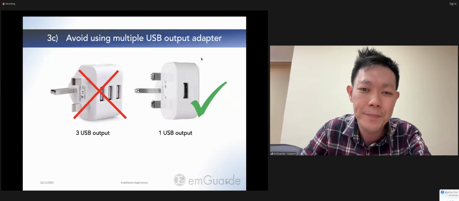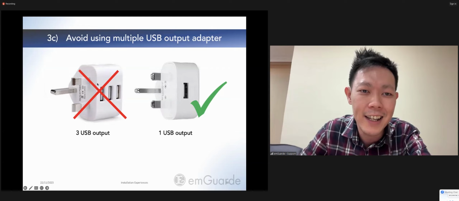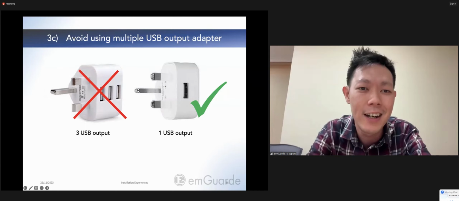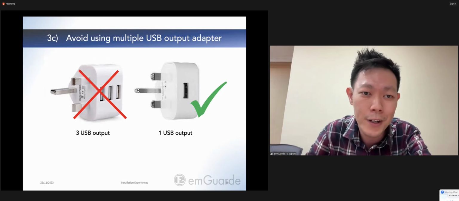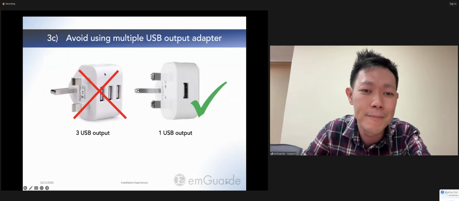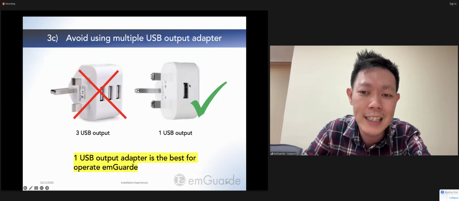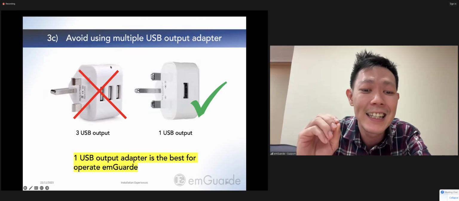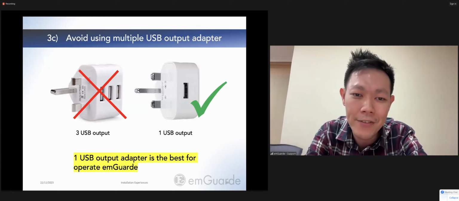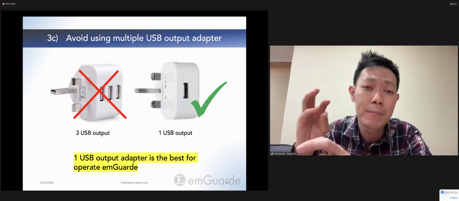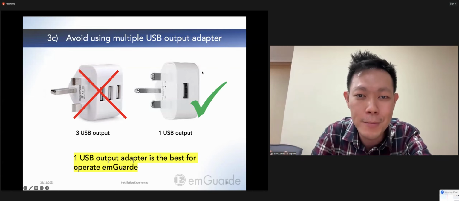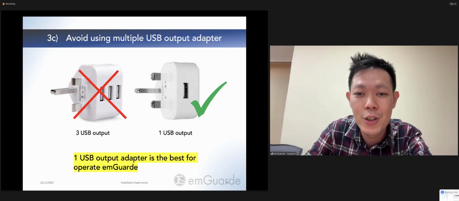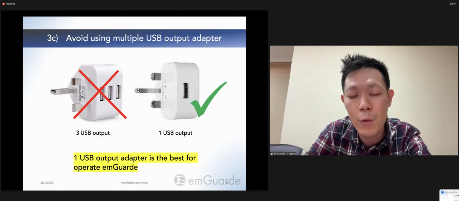Next, even though some adapters nowadays have Type C output and USB, so multiple USB ports, we don't want that many. If you choose a single one, and you accidentally plug in another USB cable, it may affect the current pulling and will affect the emGuarde's coverage too. Okay, the best way is to choose a single USB output and a single voltage. So this is all that we have mentioned on our website.